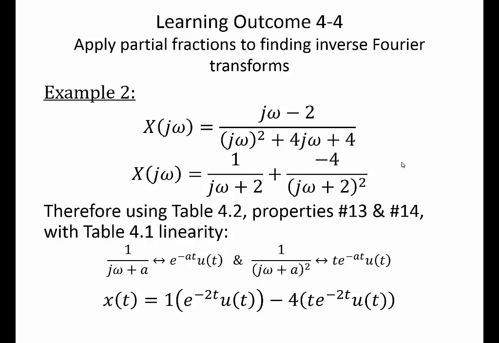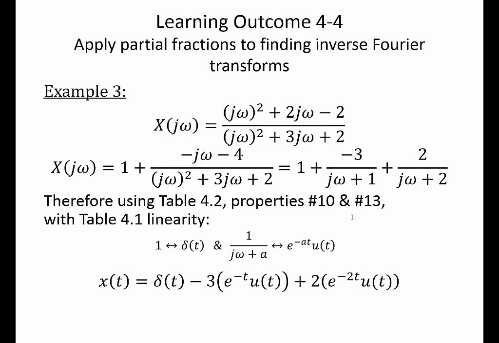Another example. Here we have repeated roots. When we use partial fractions, we still get two terms, but one which is squared, one which is not. Therefore, in addition to property 13 from table 4.2, we also have to use property 14. Property 14 has the squared term in the denominator, which gives us a t in our inverse transform. That gives us the result of this x(t).